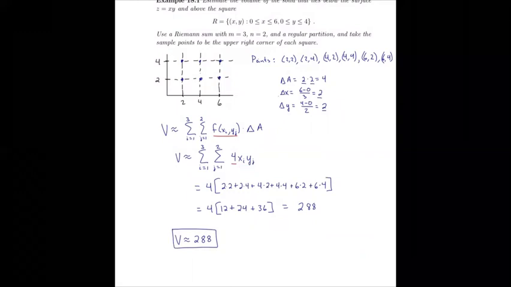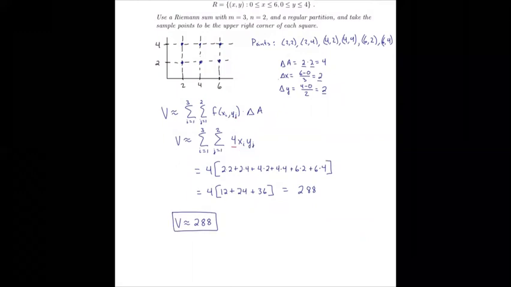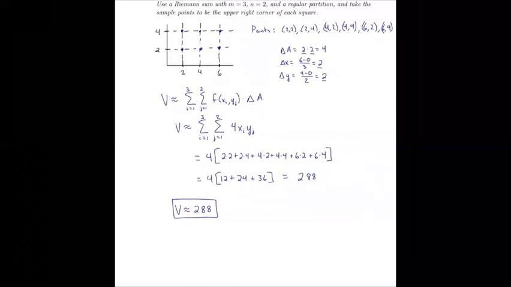And now it's just a matter of, well, we factored the 4 out just to simplify things. This is a constant times a sum times a term in a sum. So it's times every one of these terms. And this is x1 times y1, x1 times y2, x2 times y1, x2 times y2, so on to x3 times y1 and x3 times y2. Add all those up, multiply by 4, and we have a volume approximation of 288.